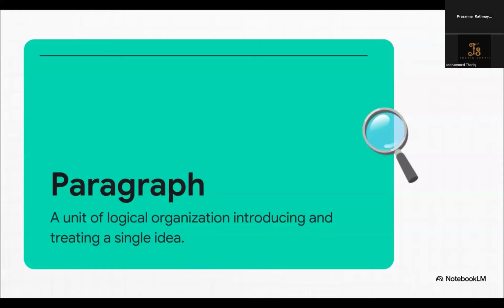All right, let's start right at the beginning with the absolute basic building block of our blueprint, the paragraph. By definition, a paragraph is just a unit of logical organization introducing and treating a single idea. That's it. Every single time you see a paragraph break, that little indentation or a line space, it's actually a visual signal to your reader. It announces the appearance of a brand new idea, or at the very least, a totally new perspective on something you've already been talking about. It's basically a clear marker in the journey of your overall argument.